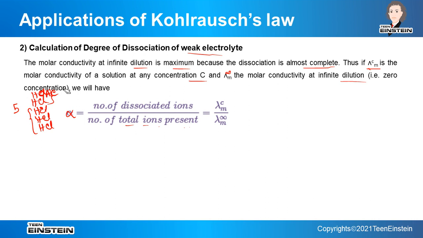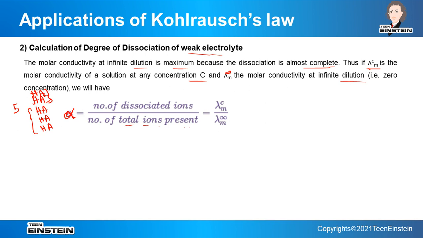Let me erase it. Suppose it is any weak electrolyte, in general I am writing any weak electrolyte HA. So 3 are undissociated, 2 dissociated. But at infinite dilution, all the 5 molecules of HA are dissociated. That means now for each molecule you are getting 2 ions, so now you will have 10 ions. And if only 2 are dissociated at concentration C, then your number of ions will be 4. So alpha will be now 4 divided by 10.